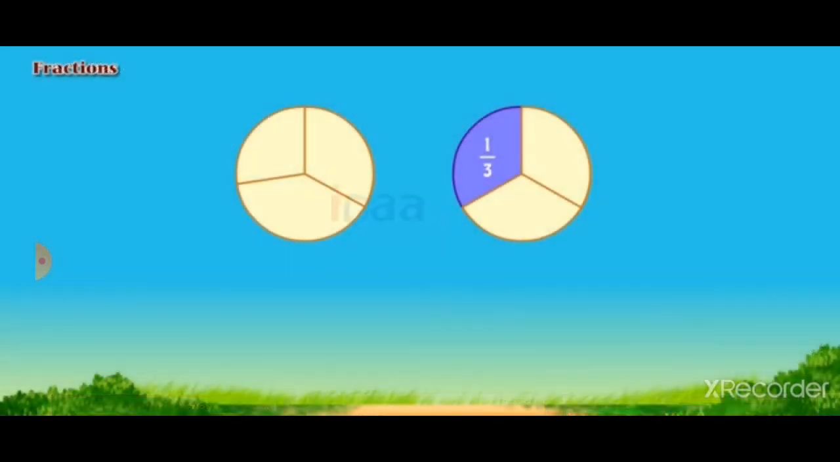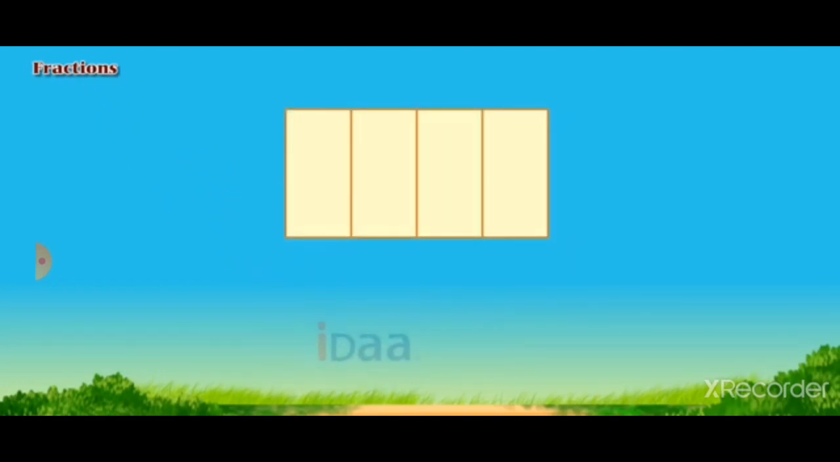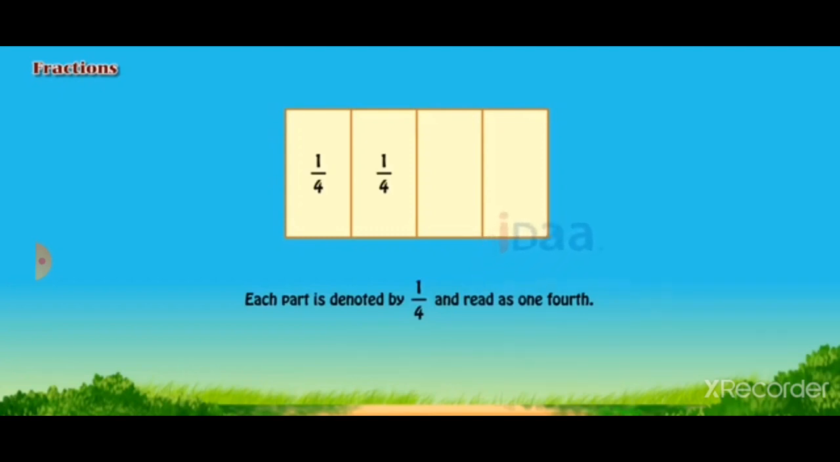How will you denote its uncolored part? 2 uncolored parts are denoted by 2/3. Remember, when we study fractions, we deal only with equal parts of a whole. Here is a rectangle. It is divided into 4 equal parts. Each part is denoted by and read as 1/4.